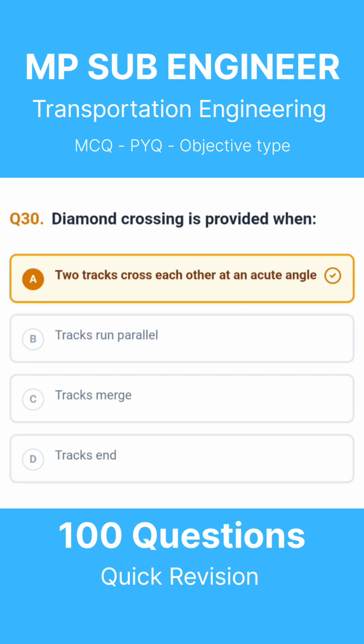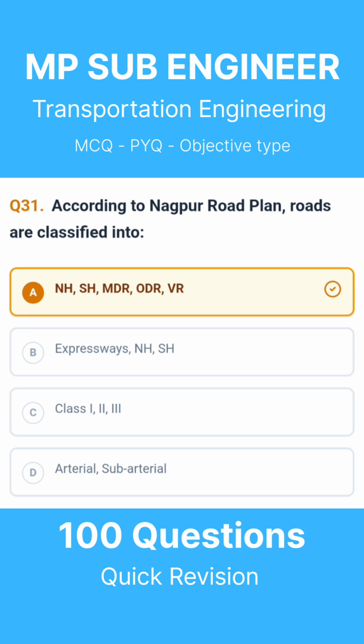Question 30. Diamond crossing is provided when. The correct answer is two tracks cross each other at an acute angle. Question 31. According to Nagpur Road Plan, roads are classified into. The correct answer is NH, SH, MDR, ODR, VR.